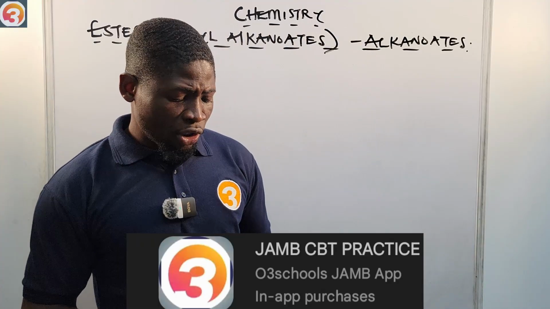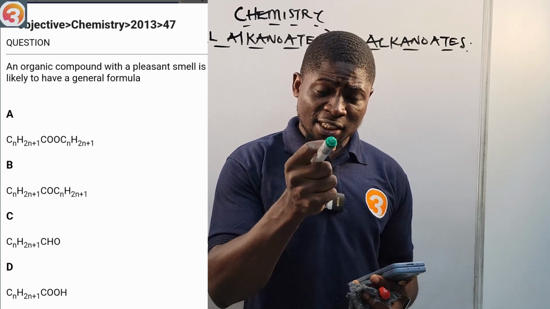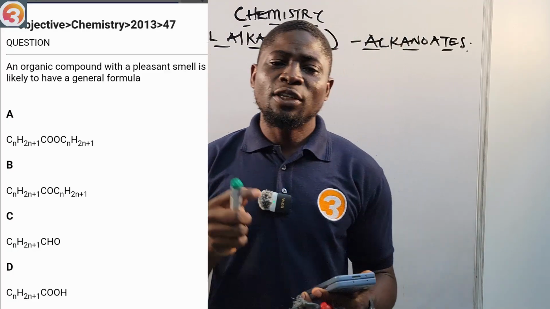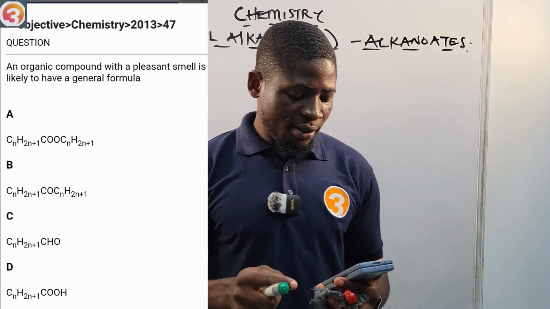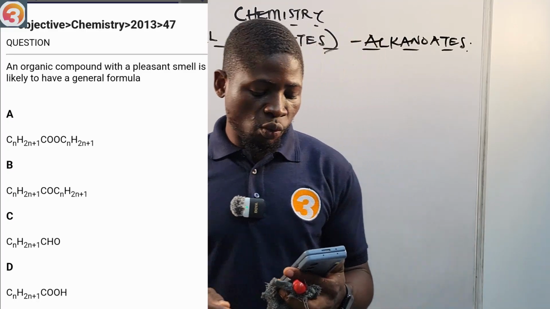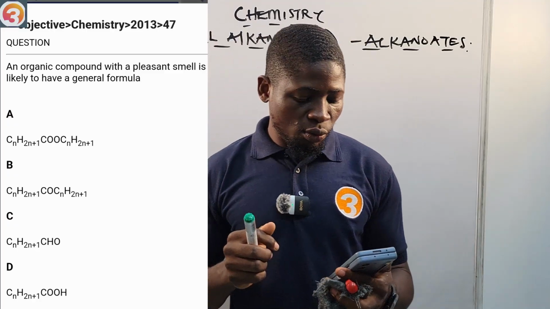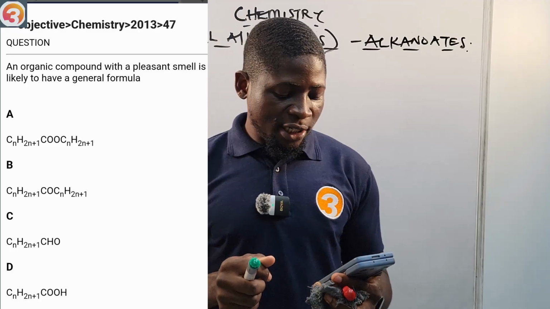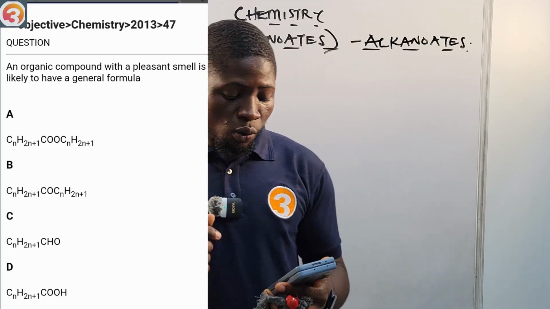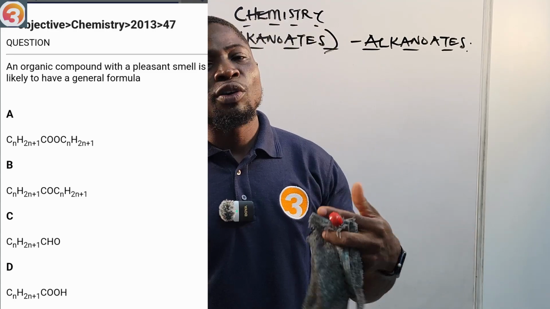Let's see a question from the app. It's a JAMB question, 2013, number 47. It says here that an organic compound with a pleasant smell is likely to have the general formula: A, CnH2n+1 COO CnH2n+1; B, CnH2n+1 CO CnH2n+1; C, CnH2n+1 CHO; D, CnH2n+1 COOH. We'll come back to this question at the end of the class.